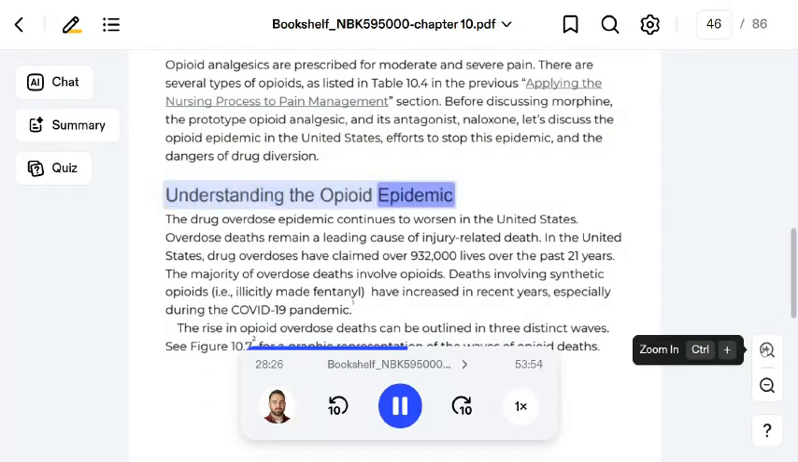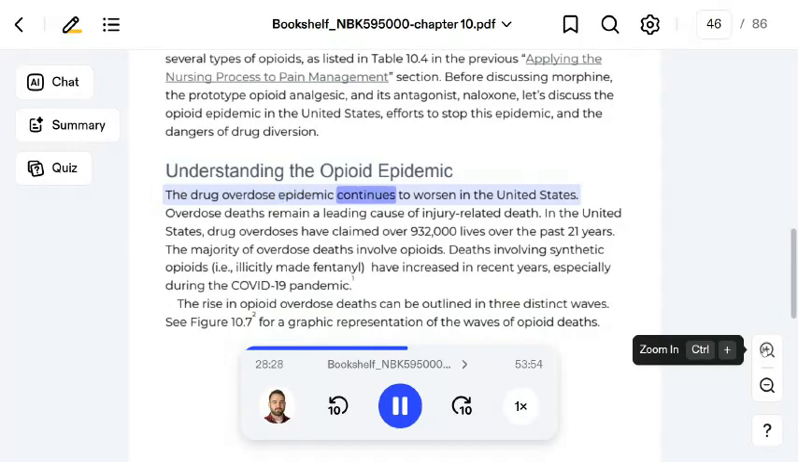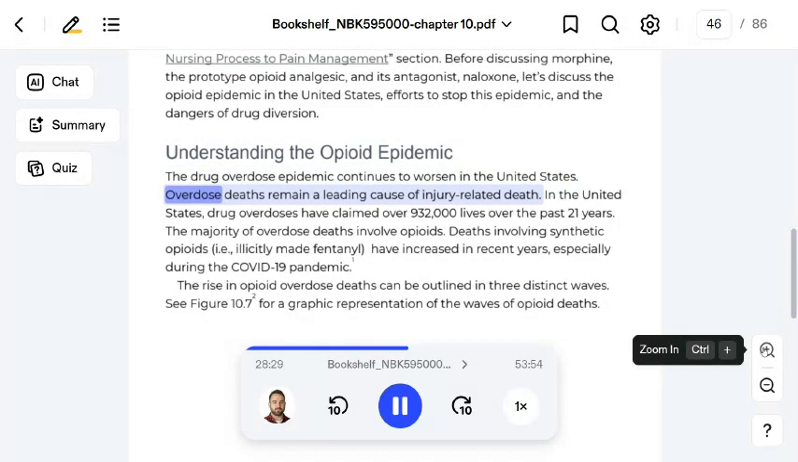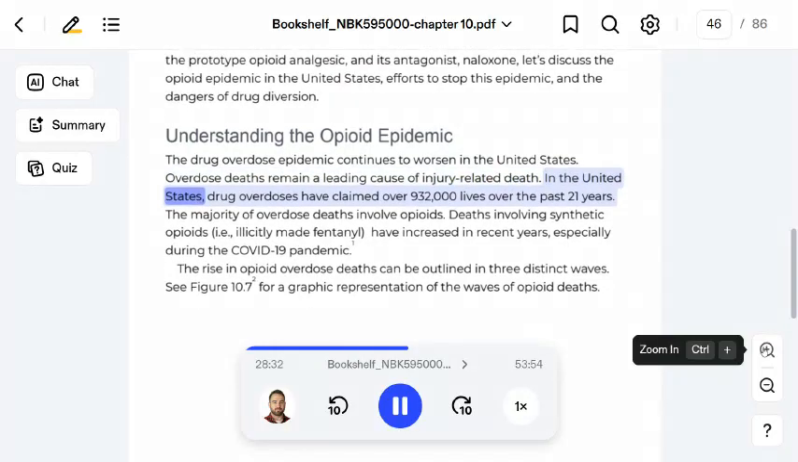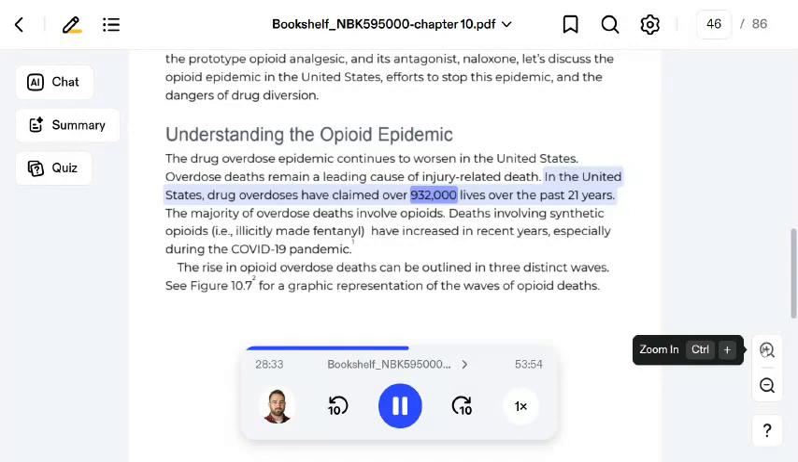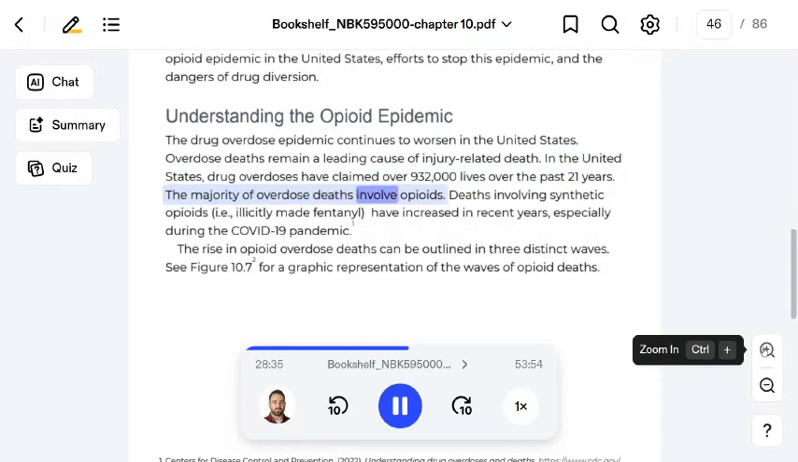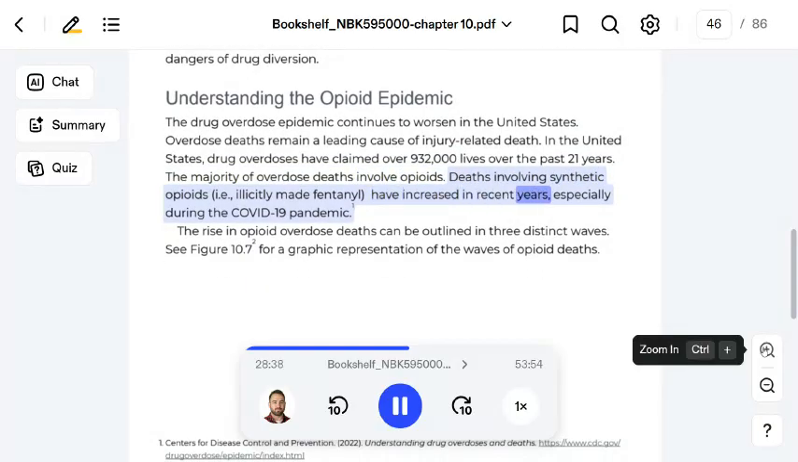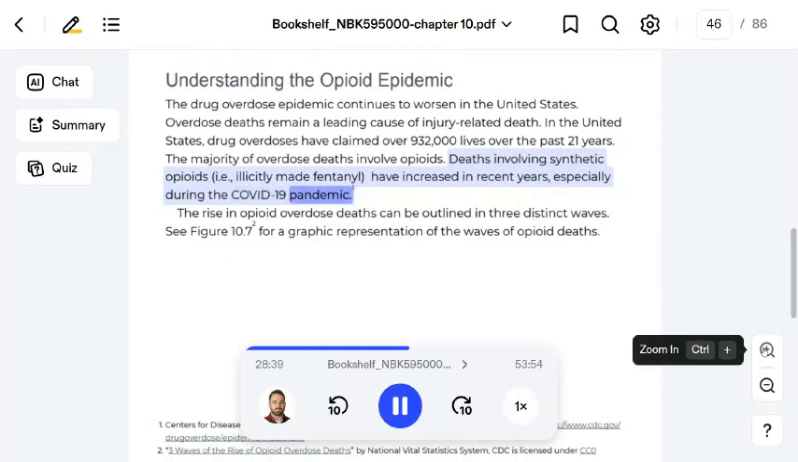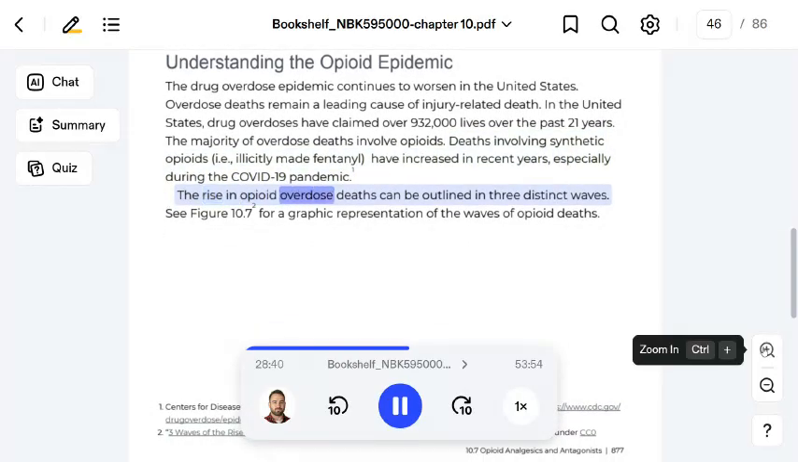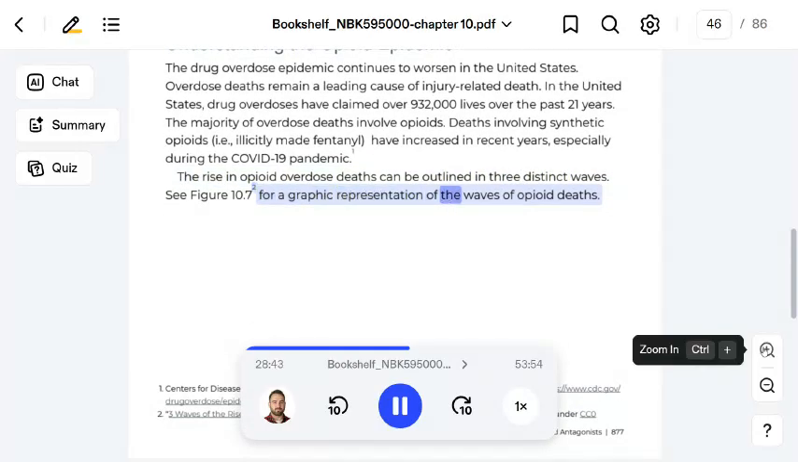Understanding the opioid epidemic. The drug overdose epidemic continues to worsen in the United States. Overdose deaths remain a leading cause of injury-related death. In the United States, drug overdoses have claimed over 932,000 lives over the past 21 years. The majority of overdose deaths involve opioids. Deaths involving synthetic opioids have increased in recent years, especially during the COVID-19 pandemic. The rise in opioid overdose deaths can be outlined in 3 distinct waves. For a graphic representation of the waves of opioid deaths, see Figure 10.7.